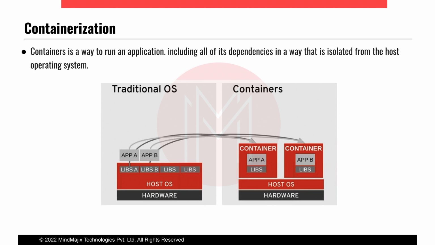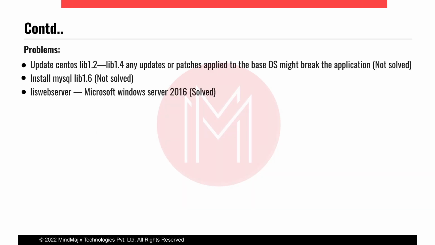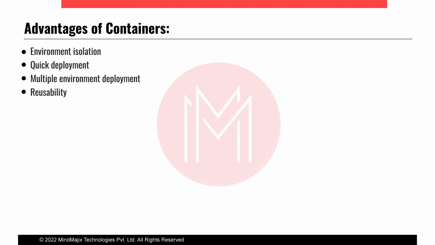Here you can see how the library is being used and how it is clearly isolated from container 1 to container 2. So these are the problems that we have solved, and that is why we are moving to container technology. Let us see the advantages of containers.